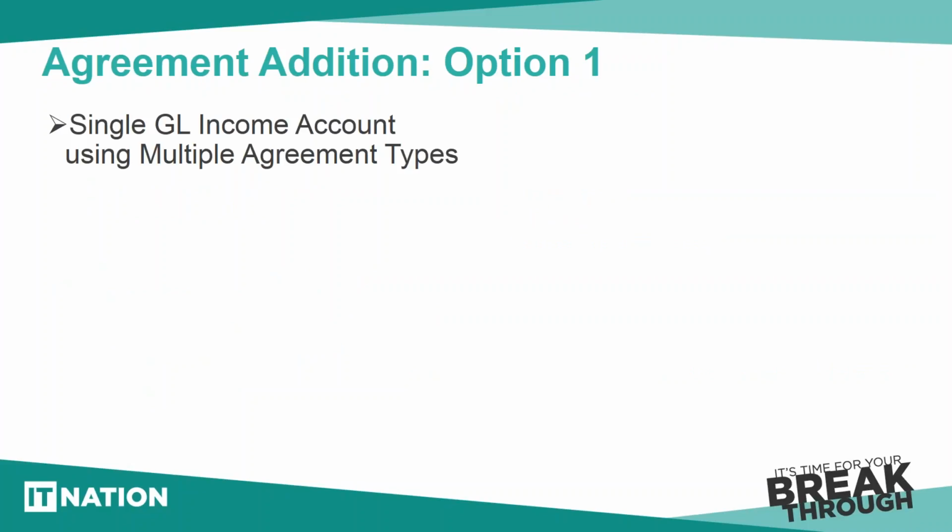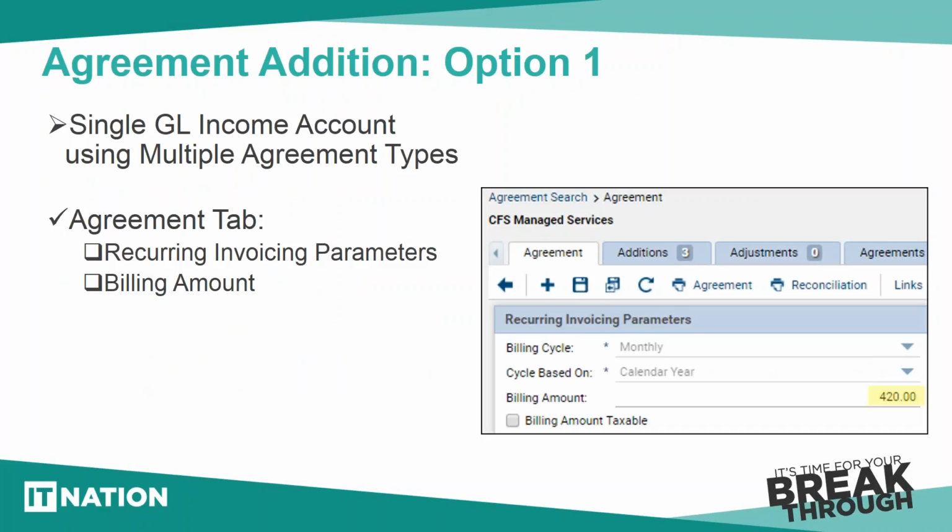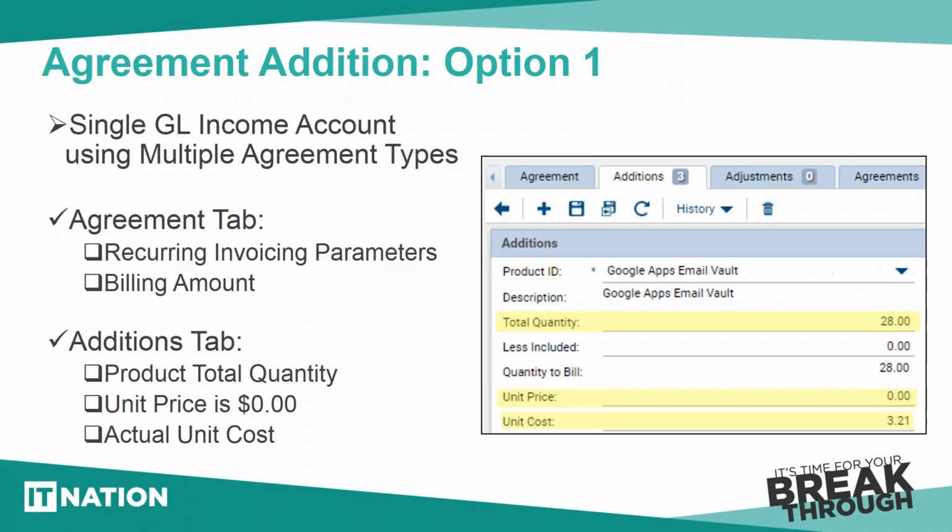If we go with an agreement addition of a single GL income account, so you have managed services as your main account, that's where all of your revenue will be reporting. Using the multiple agreement types, you would go to your agreement tab, go to the recurring invoicing parameters section, and enter a billing amount. This is going to be the revenue amount, the amount the client is agreeing to pay you for services. On the Additions tab, I'm suggesting that you actually add the individual items, the product total quantity itself, the unit price would be 0, and you would record an actual unit cost. What this allows you to do is get accurate profitability reporting based on the services that you're providing.